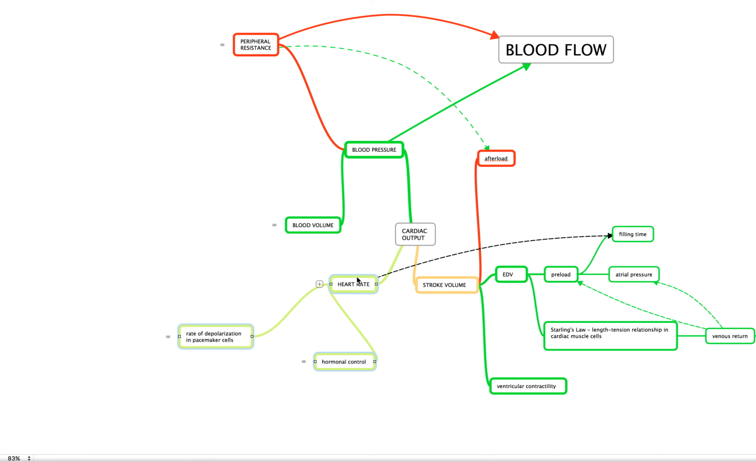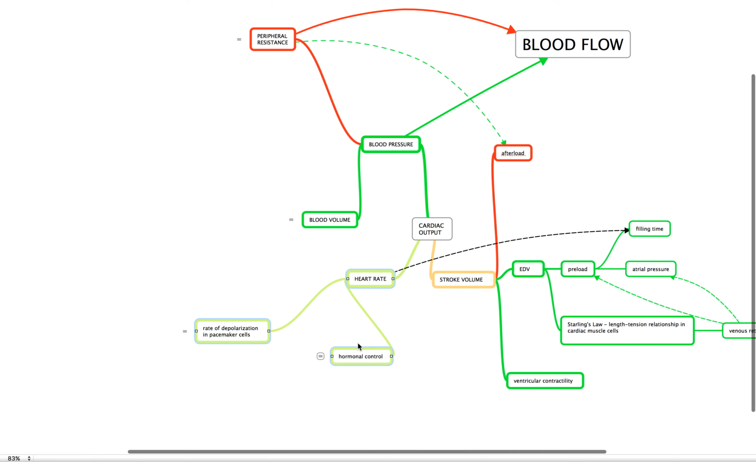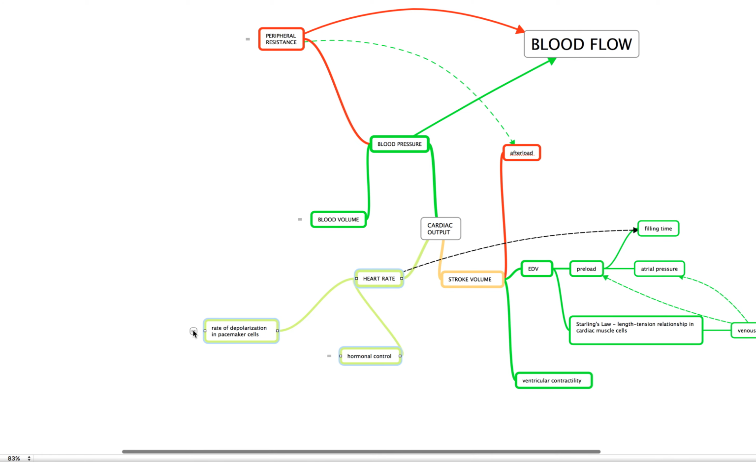So with heart rate, basically the two primary ways that you're going to control it is with the nervous system. The nervous system can change the rate at which the pacemaker cells will depolarize. And then you can also do some hormonal control. So let's look at this for a second.